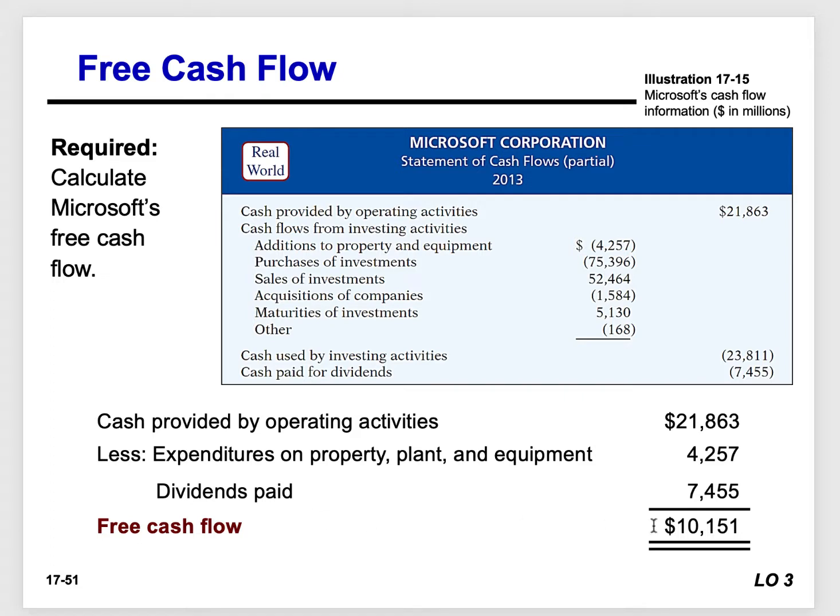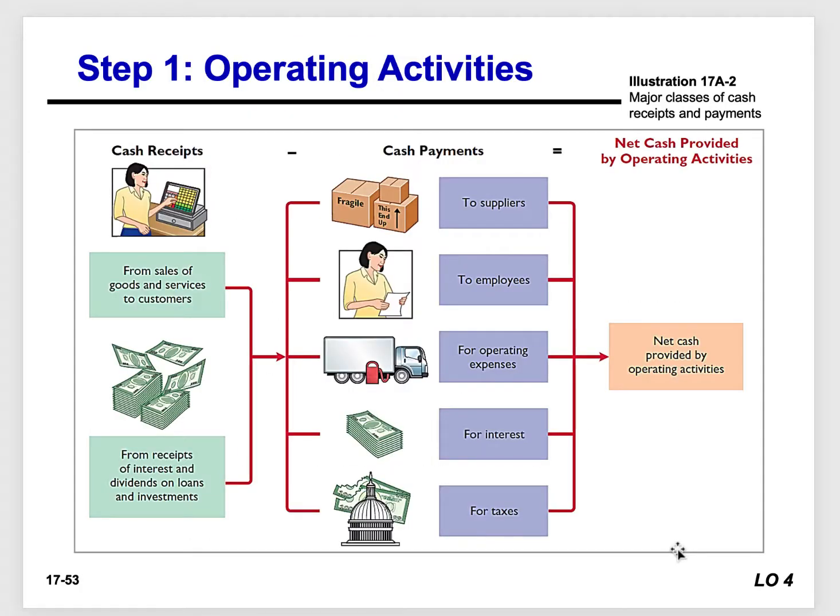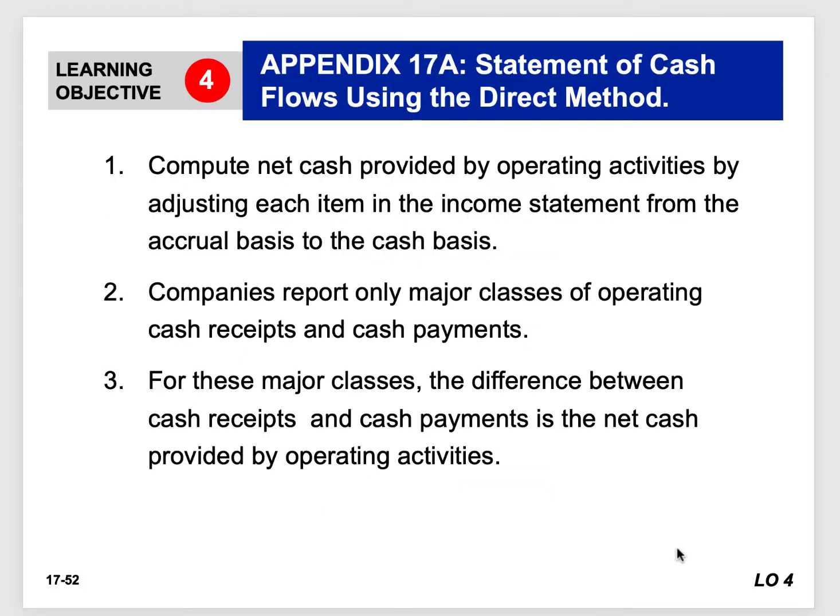Then we look at the dividends paid. Well, what are the dividends paid? We see that they paid $7,455, probably million. Yeah, it's in millions. So we see that their free cash flow is $10,151.